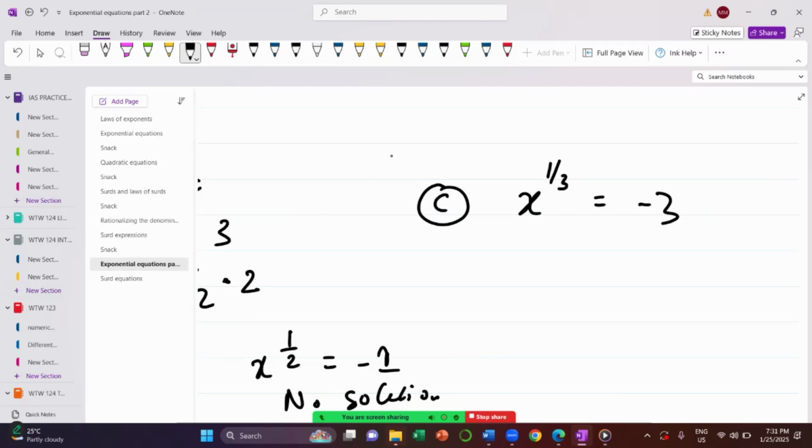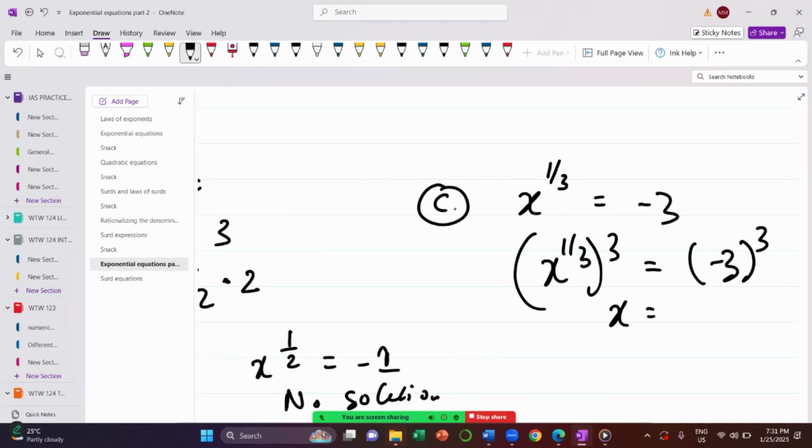Are you guys okay? Yes, sir. So now I have x to the exponent of 1 over 3. In order for me to remove this 1 over 3, I'm going to have to take it all to the exponent of what? 3. All equal to negative 3, all to the exponent of what? 3. Are you guys okay? Yes, sir. So I'm going to have x equal to negative 27. Is that okay?